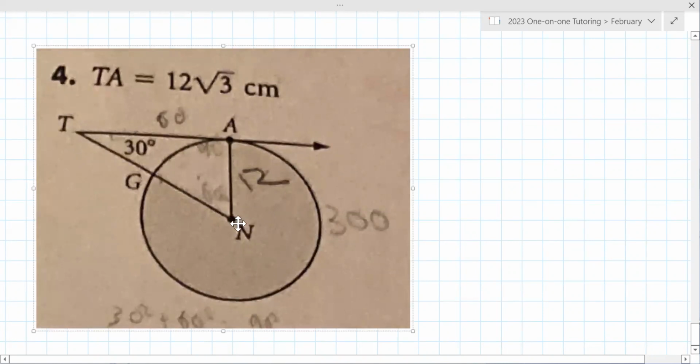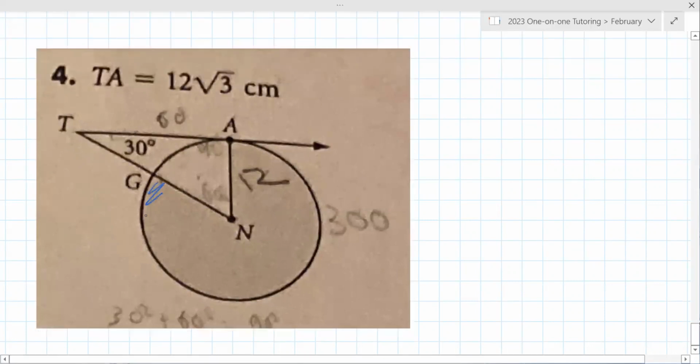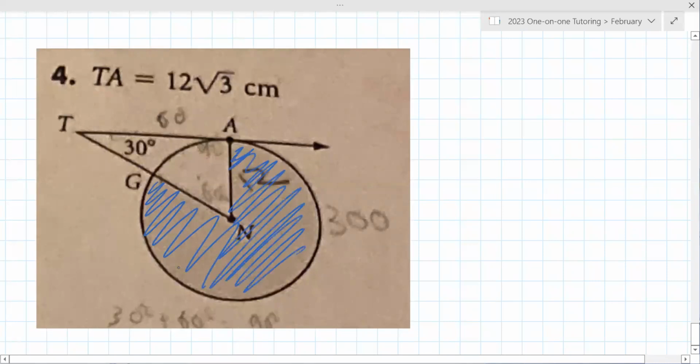Okay. New problem here for us to look at. We are trying to find the area of the shaded blue region. To do this, we need two things. We need to know the angle, which happens to be 60, because 30, 60, 90 make up the triangle there. That's a good start. And then we also need the radius.